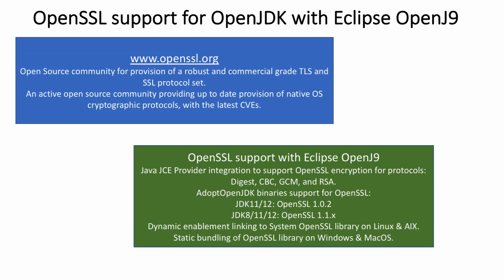Currently, AdoptOpenJDK, where you can get the binaries for Eclipse OpenJ9 based OpenJDK. JDK 11 and 12 support OpenSSL version 1.0.2, and 8, 11, and 12 support 1.1. The libraries can be loaded or bundled in slightly different ways in the standard binaries obtained from Adopt. On Linux and AIX platforms, the default library is dynamically linked. So if it's available as a system OpenSSL library on your runtime platform, then the JCE provider will automatically find it from the library path and load it and use it as a cryptographic provider for those protocols.